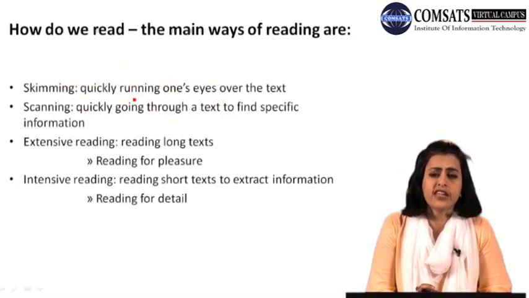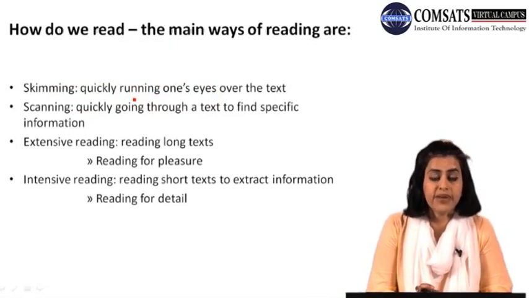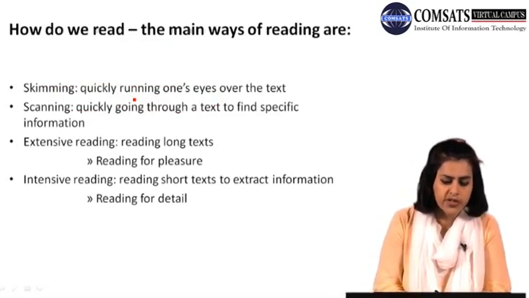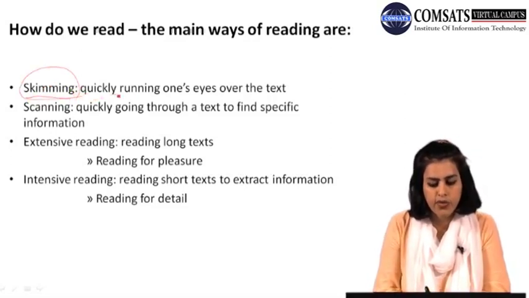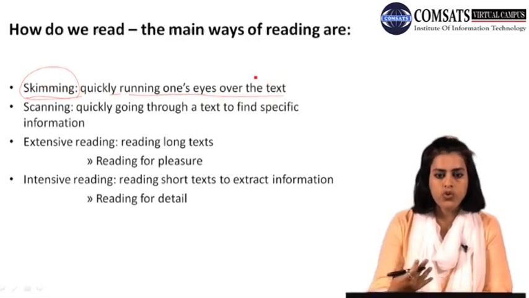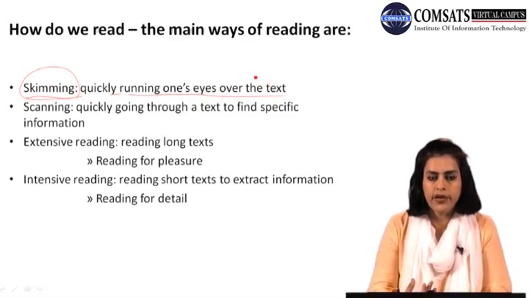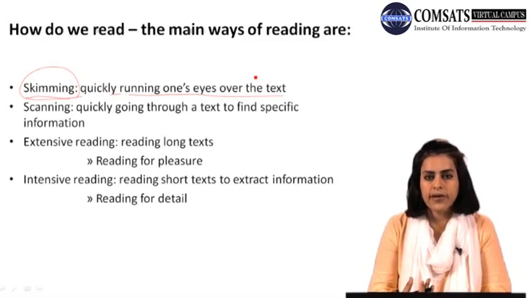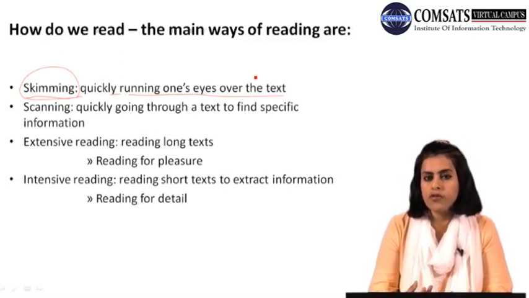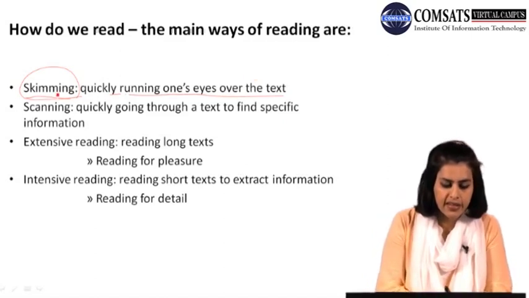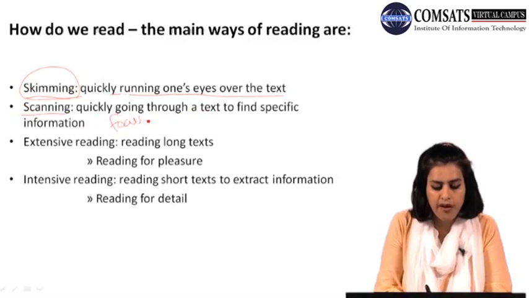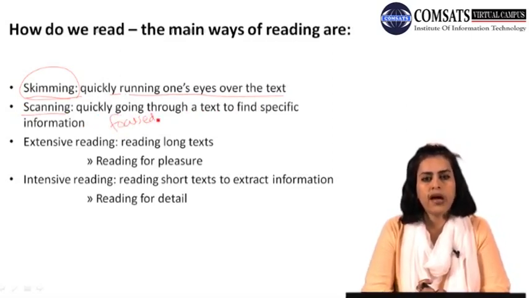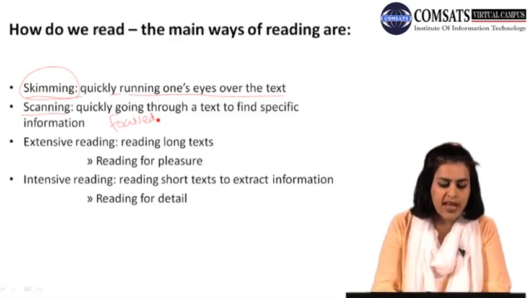Now there are a lot of things that you read, but how you read is the basic thing that we are going to talk about in today's lecture. The main ways of reading are, as we discussed in the previous lecture, skimming, for which I have also given you some examples: quickly running one's eye over the text. So you are skimming through the text, maybe trying to find out a hotel's address, maybe looking for a name in the phone book. Scanning is again quickly going through a text to find specific or focused information. Now you have a focus, maybe you are looking for the main idea of the whole paragraph, so you are scanning through the text.